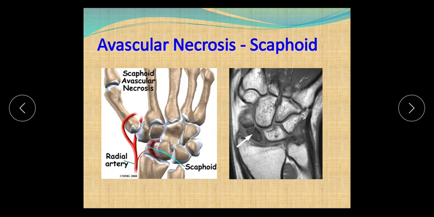AVN of the scaphoid. The arrow mark is showing the AVN of the proximal pole of the scaphoid. The distal scaphoid is normal. It shows a fracture in between the two proximal and distal parts of the scaphoid.